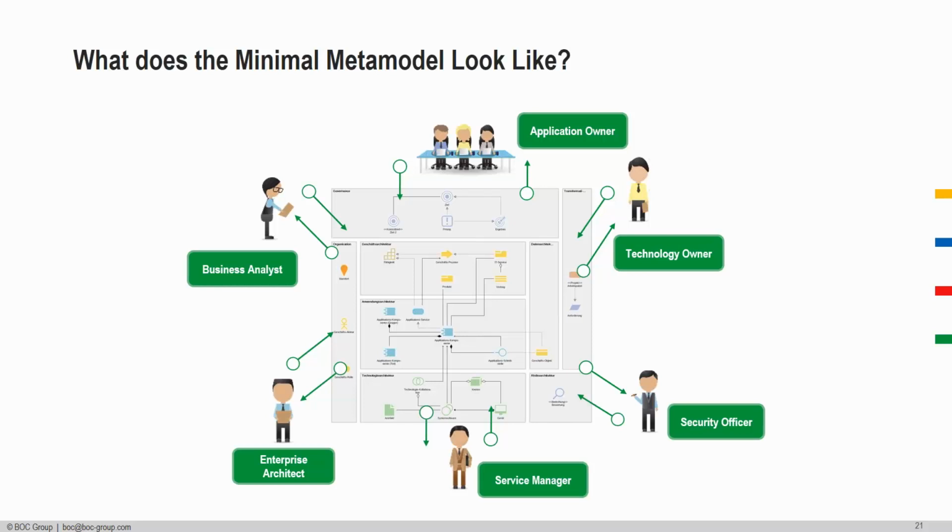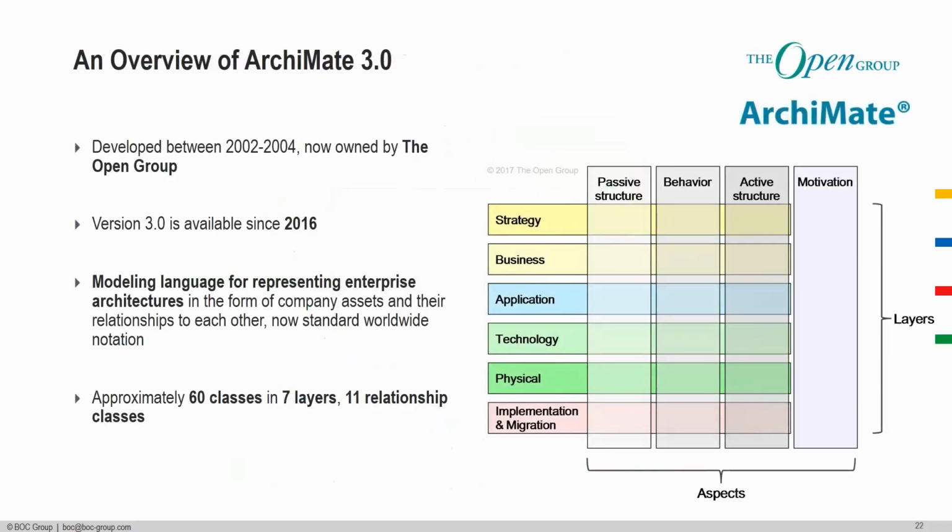So you're going to have different stakeholders asking questions like what we just saw on the previous slides. So you should really have a minimal meta model that can address all of the various concerns that the different stakeholders have. That actually takes us now to ArchiMate. Looking at ArchiMate, first of all, it was developed around 2002 to 2004 by the Telematica Institute, but it's now owned and the Open Group are now also responsible for ArchiMate.